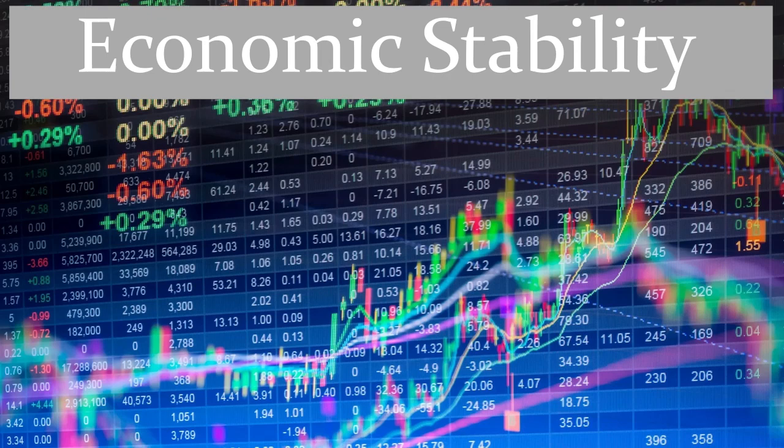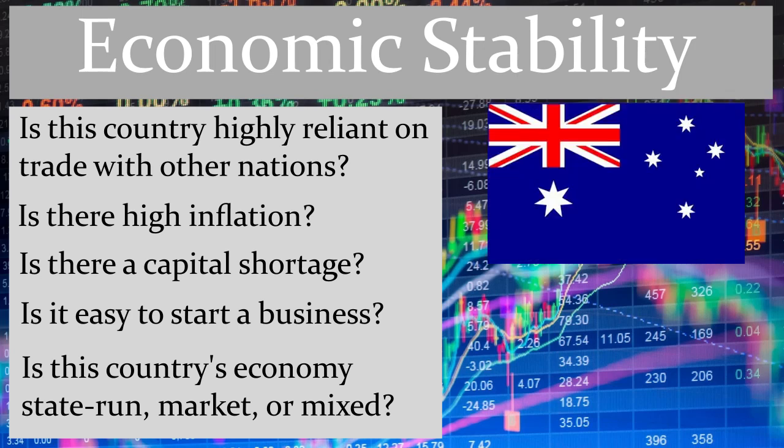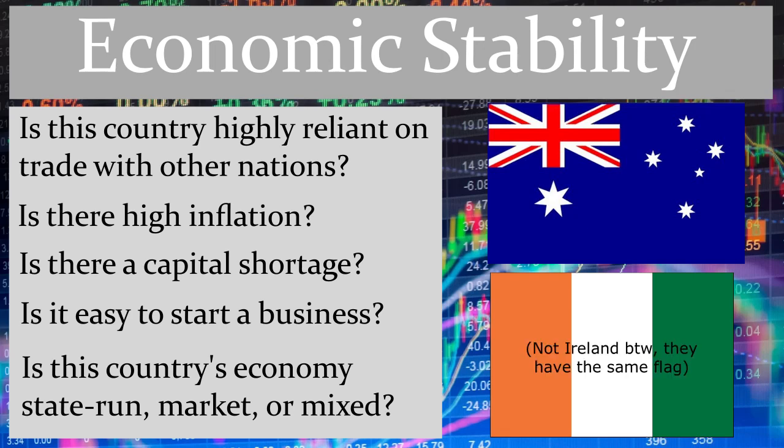These are the questions for economic stability. An example of an A-tier nation in this category is Australia, since they are a developed Western economy with stable credit and manageable debt. An example of an F-tier country in this category is the Ivory Coast, since their economy is mostly just subsistence agriculture.